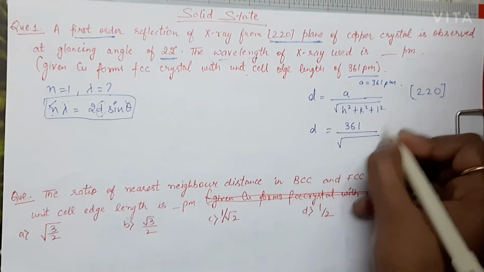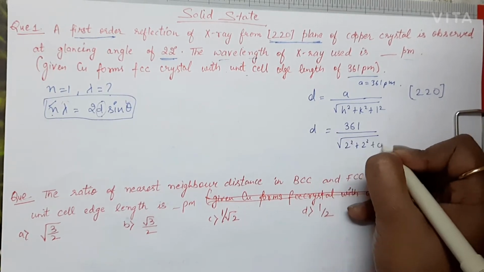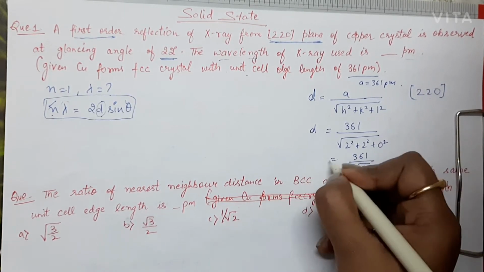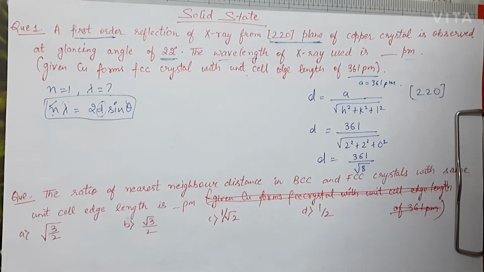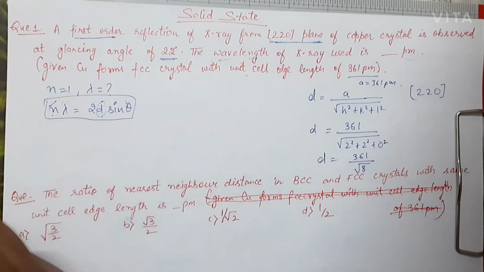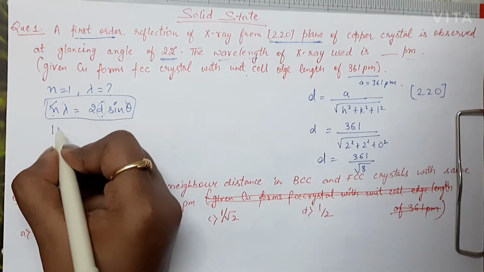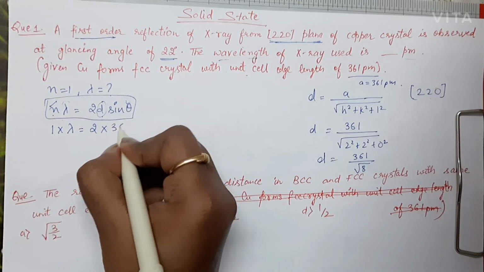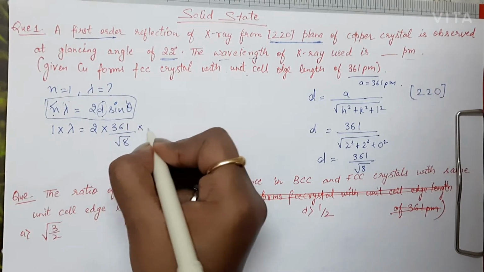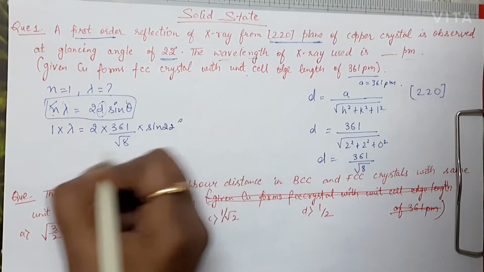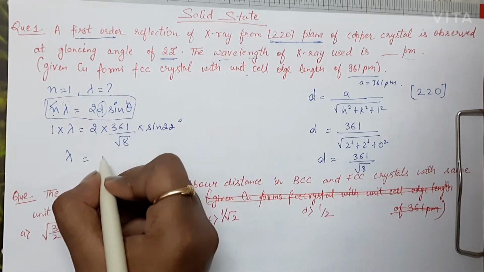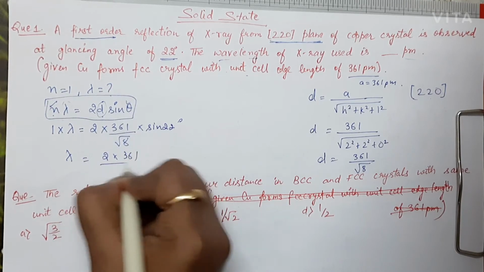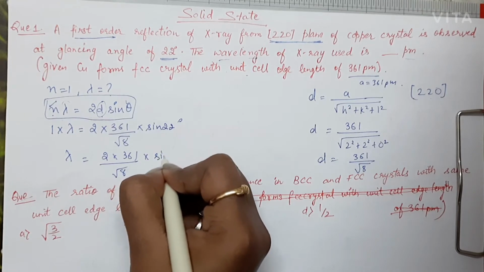Now 361 upon root under 2 square plus 2 square plus 0 square. So it will be 361 upon root under 8. So this is the value of d. Now we'll substitute the values in this equation. We know n is equals to 1, so 1 into lambda is equals to 2 into d. d is 361 by root 8 into sine of 22 degrees. So here you will get the value of lambda as 2 into 361 upon root 8 into sine 22 degrees.